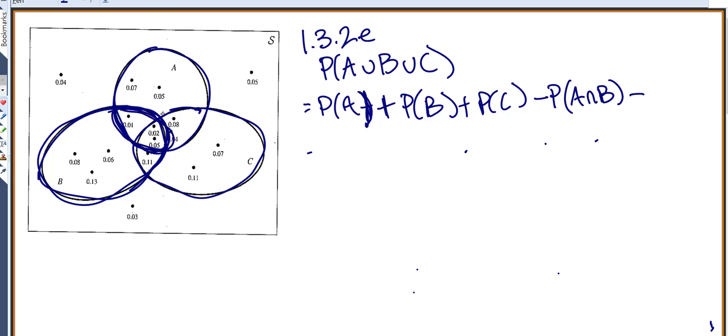Okay, but you also counted this part twice. Well, that's not very good, so let's subtract out that part. So this part is where A and C happen to coincide. You also did this part twice. So now let's subtract that out. So we'll minus the probability of B and C.